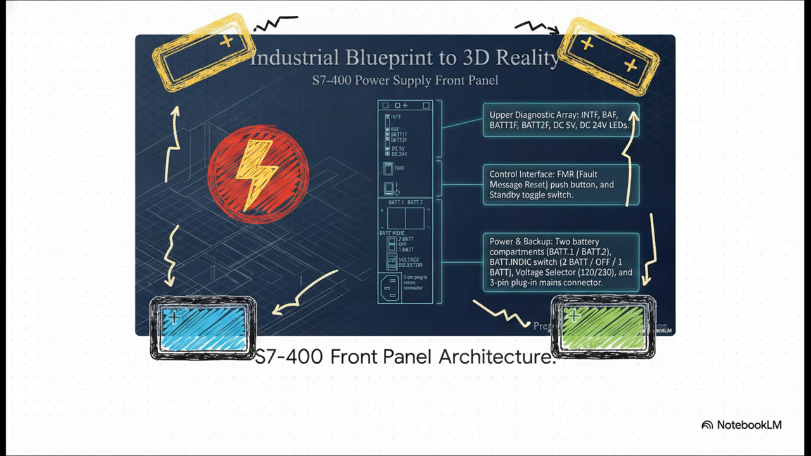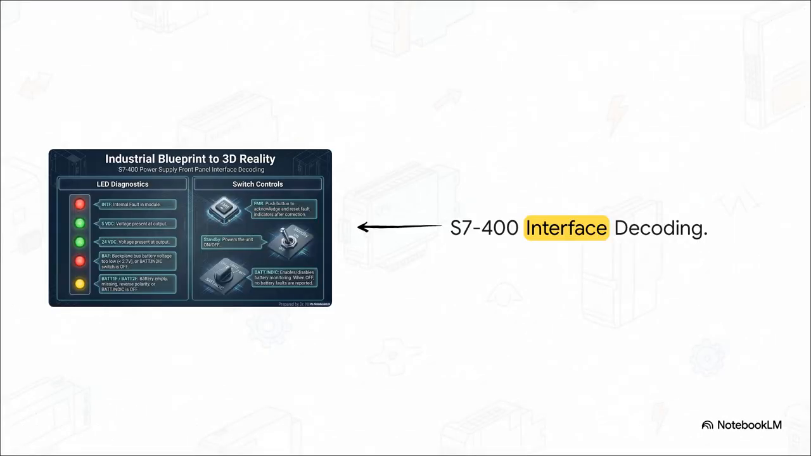Notice the exact locations here. You've got the upper diagnostic array packed with LEDs right at the top. Moving down, you'll find the control interface with the fault reset button, and lower still, you actually have dual battery backup compartments built right into the power supply fascia itself. Let's decode that front panel interface meticulously, because every single LED signifies a very specific state.